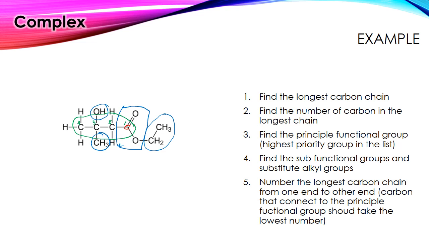And then number the longest carbon chain from one end to the other end, as you have to take the lowest number for the major functional group. Now I have already numbered this carbon chain. 1 comes to the ester carbon. Therefore, this is the correct way of numbering. So then let's consider the number and prefix. That part you have to mention.